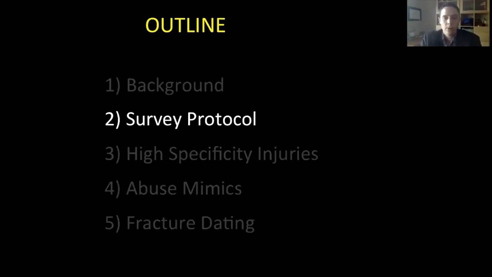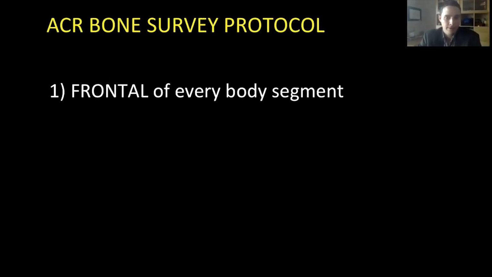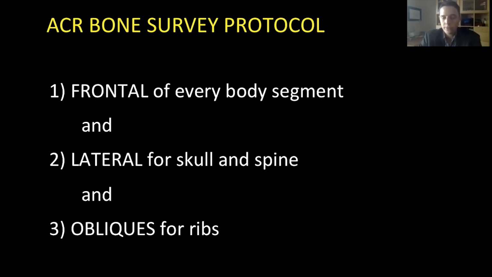Okay, so how do we actually do the survey to rule out non-accidental trauma or abuse? The American College of Radiology has a specific protocol that basically says you want to x-ray everything in frontal projection at least once. You can always repeat something if you're unsure, or maybe there's a wristband that's covering up what you need to see. You will also do a lateral view for the skull and the entire spine. You will also do oblique views for the ribs.